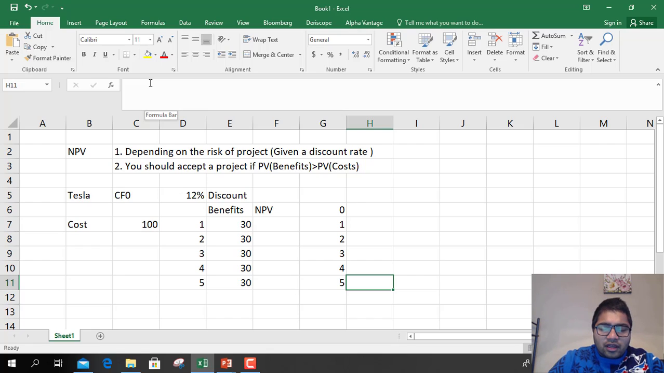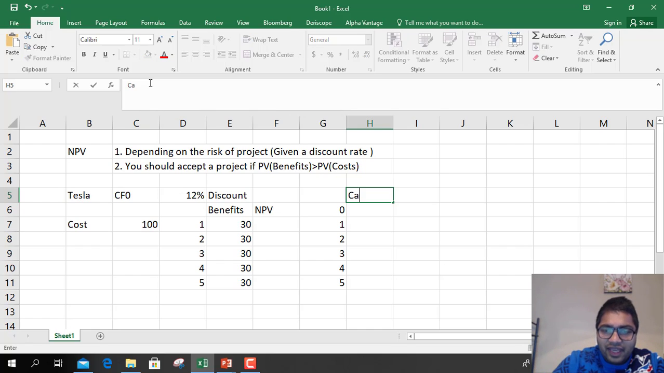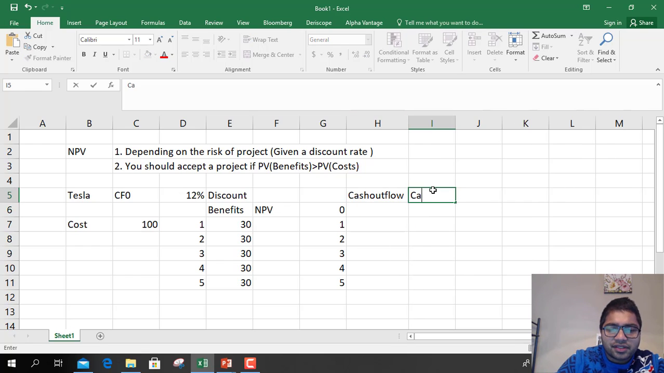Then we'll have cash outflows. All our cash outflows are investments. And there are cash inflows.